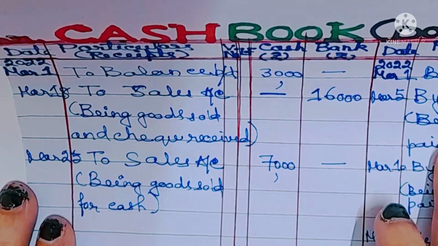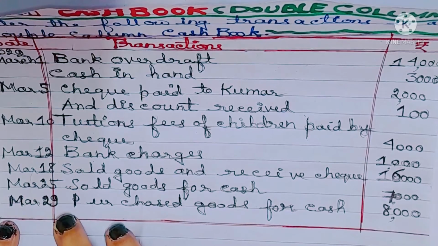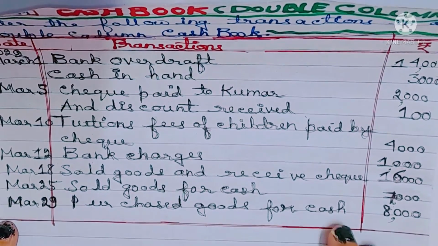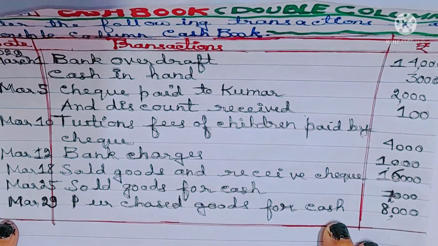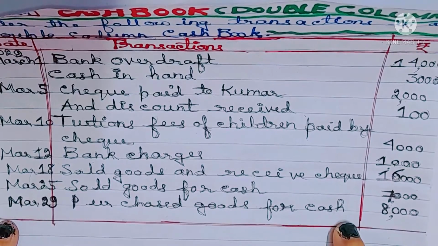Now let's see the last transaction. The last transaction is on 29th March: purchase goods for cash 8,000. What will be the journal entry? The journal entry will be purchases account debit to cash account. So what is the position of cash account? Since cash account is on the credit side, purchases account will also be on the credit side.